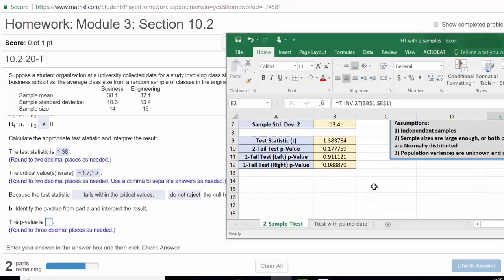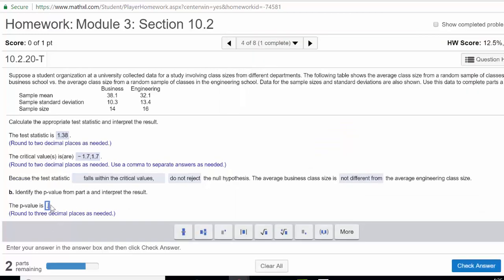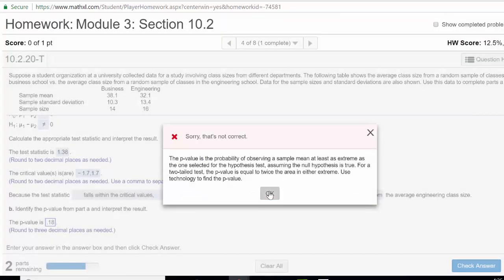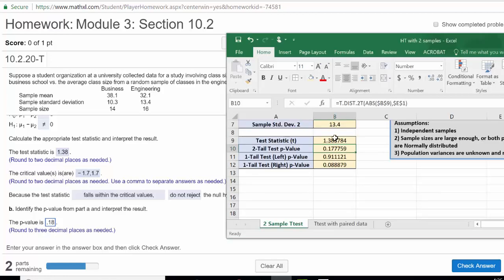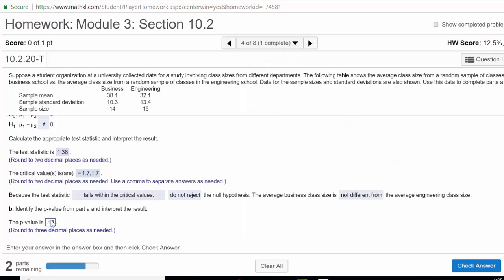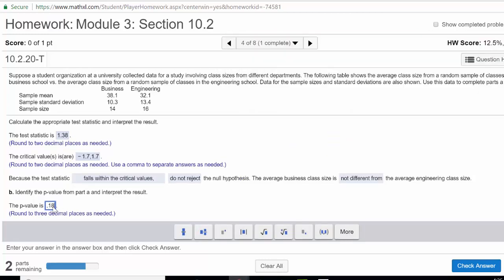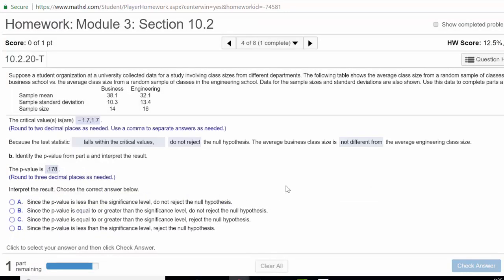P-value. Okay, let's take a look. We need the two-tailed test p-value, and they want 2 decimal places, so that would be 0.18. Okay. Why do you not like that? Let's go check. 3 decimal places. Okay, so 0.178. All right. I'm having a hard time reading today. That's okay. That is correct.